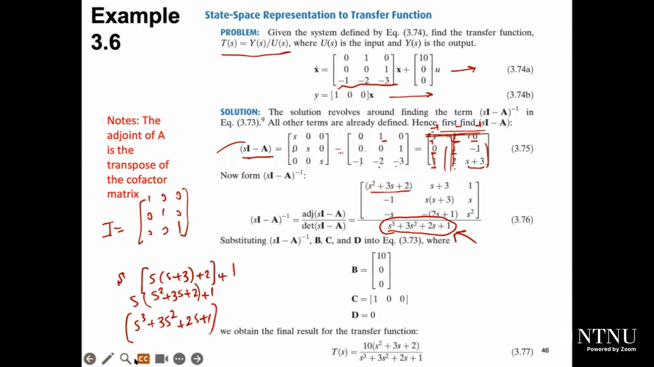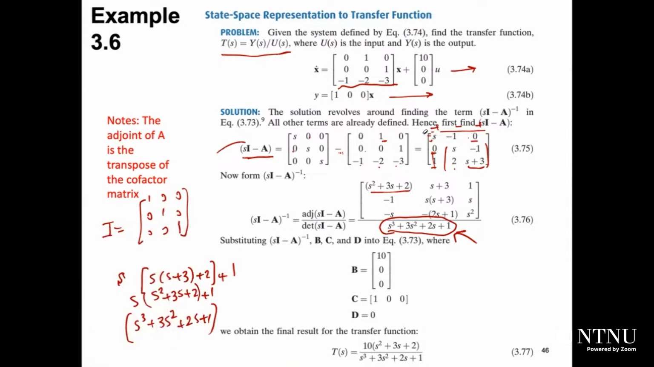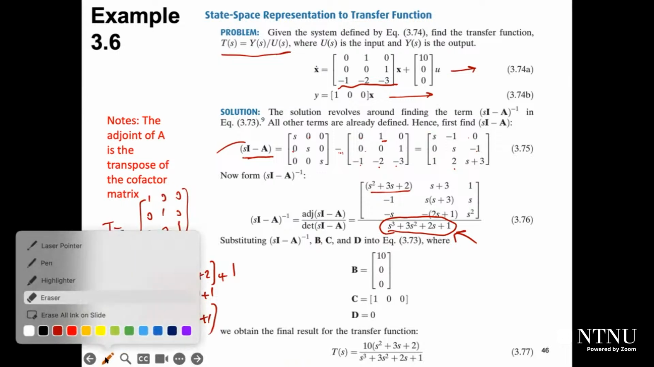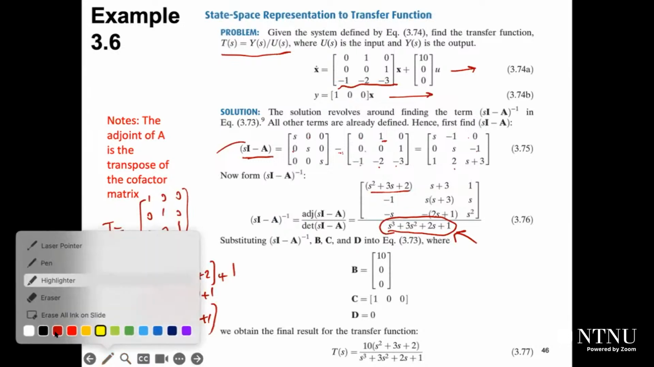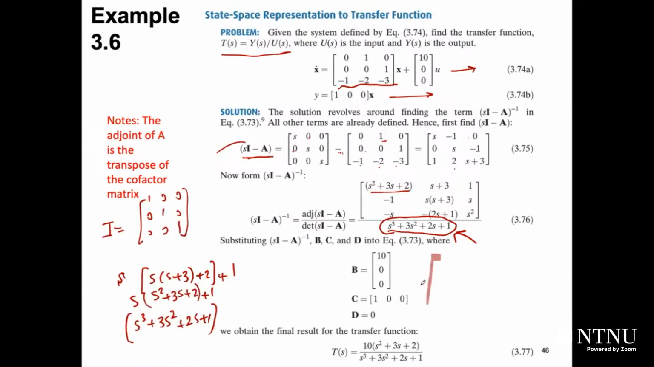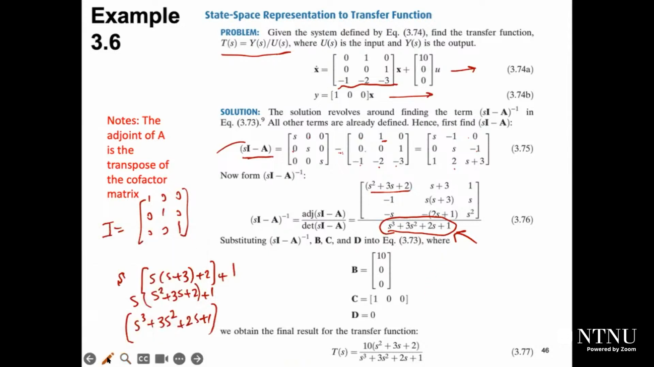So I need to clean first, so I can show you how to get this. First I need to get the adjoint of this matrix. Okay, the adjoint will be like this one. Oh, sorry. The adjoint will be a matrix like this one.